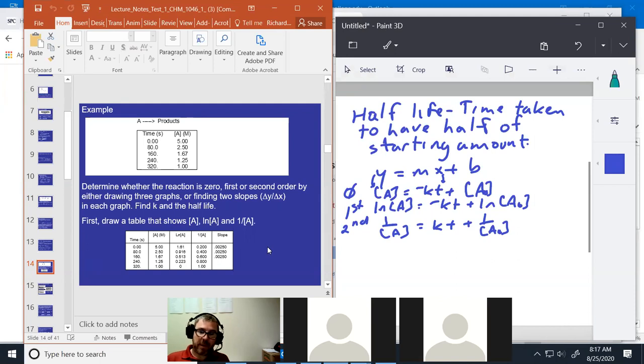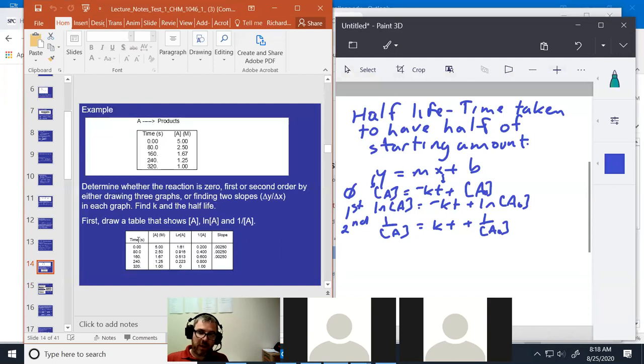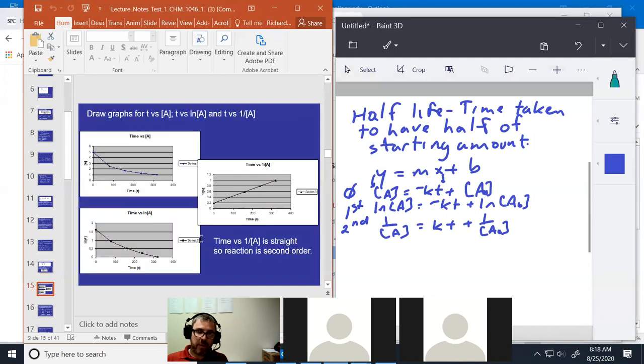Don't worry about the slope yet. I'll get back to that in a second. So if I drew a graph for time versus A, time versus natural log of A, and time versus 1 over A, using this as my data, this is what I end up with. You can see that time versus A is a curvy graph like this. It's not a straight line. Same with time versus natural log of A. It is a curve as well. But if you look at time versus 1 over A, you can see that it is indeed a straight line.